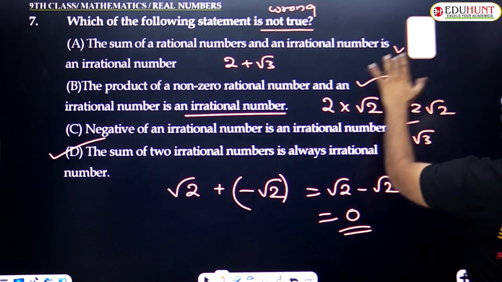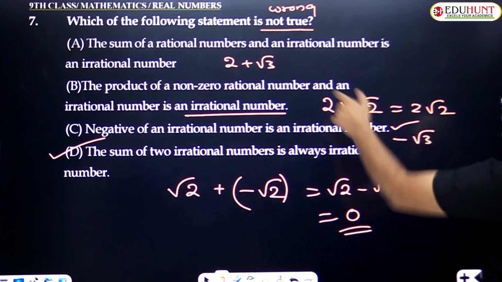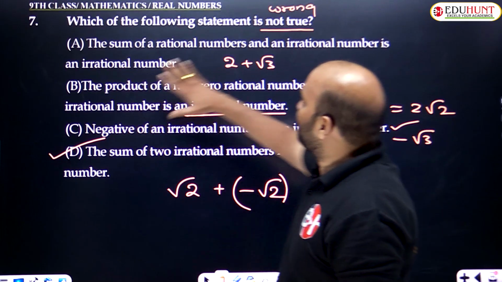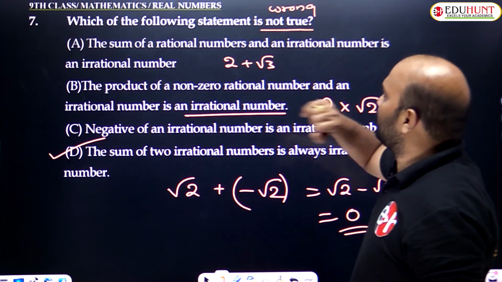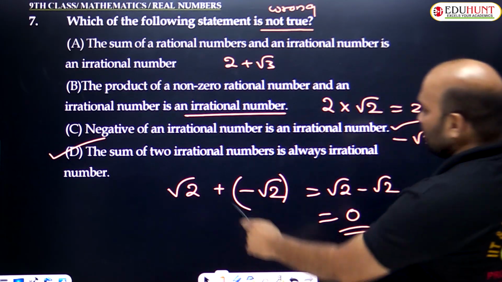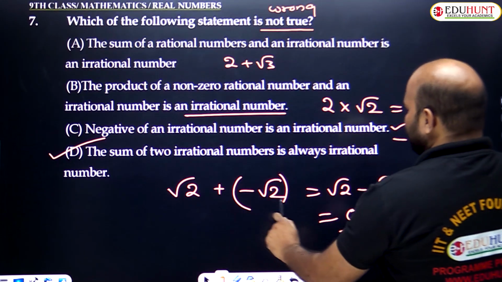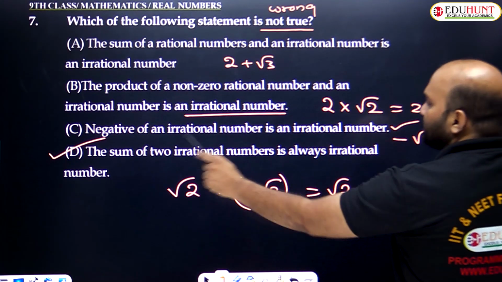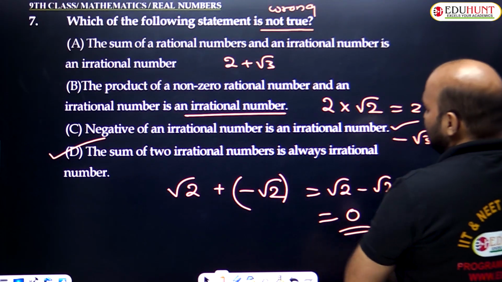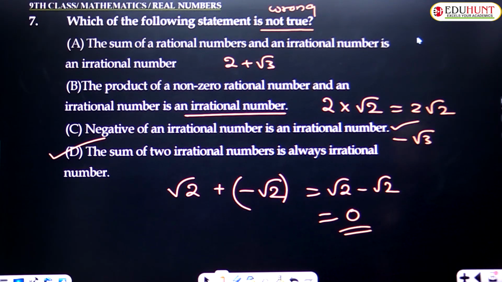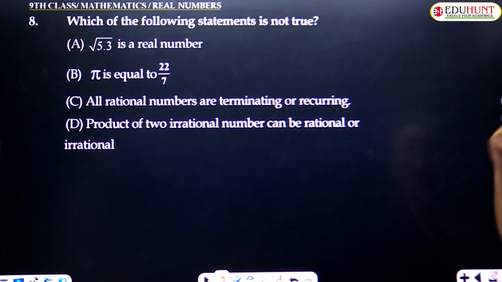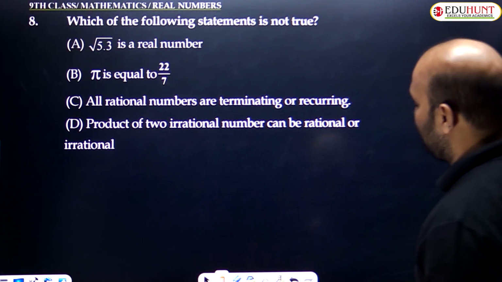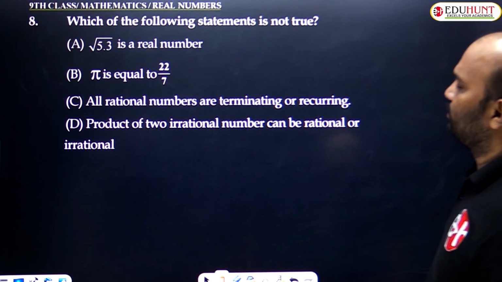Am I clear? By using that condition, A, B, C are correct statements. But the question I am asking is the wrong statement, because the sum of two irrational numbers is always irrational is wrong. The sum of two irrational numbers can be rational also. Option D is a wrong statement. Let's go to question number 8. Which of the following statements is not true?